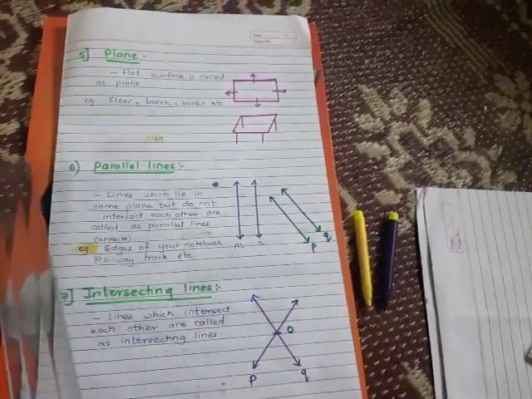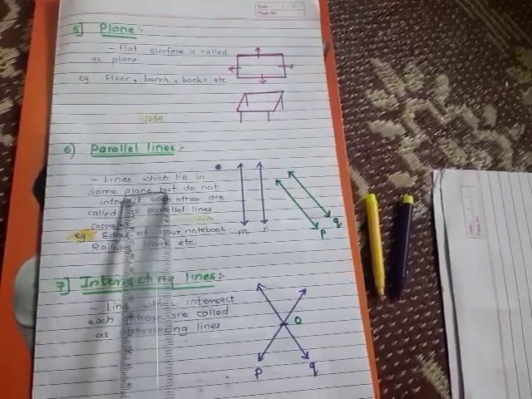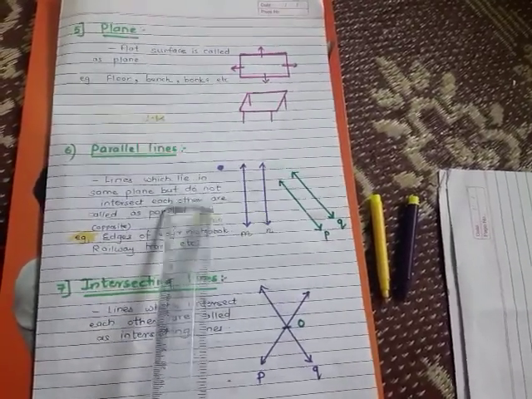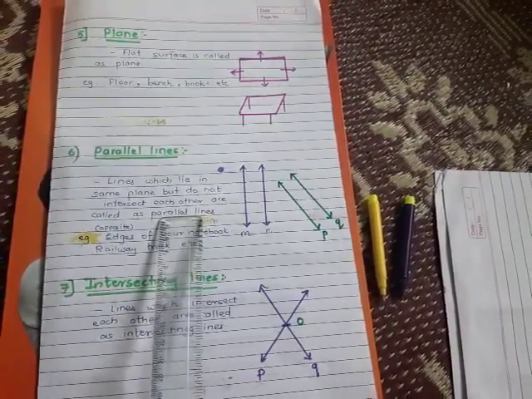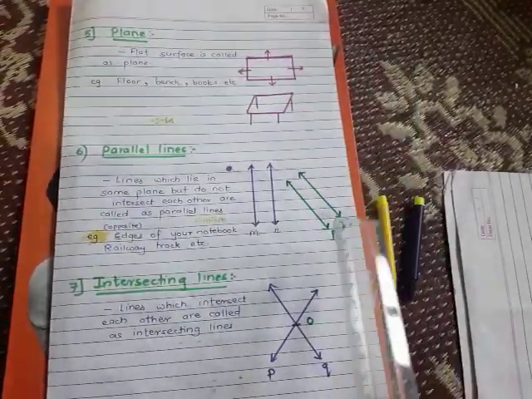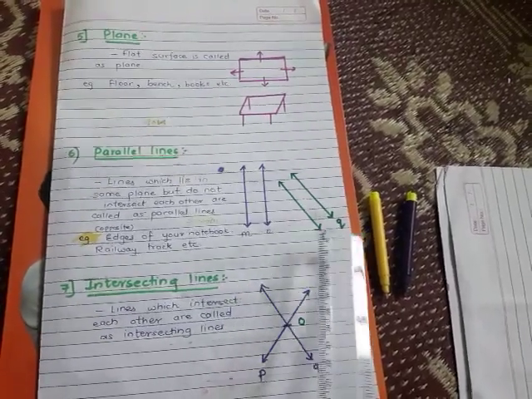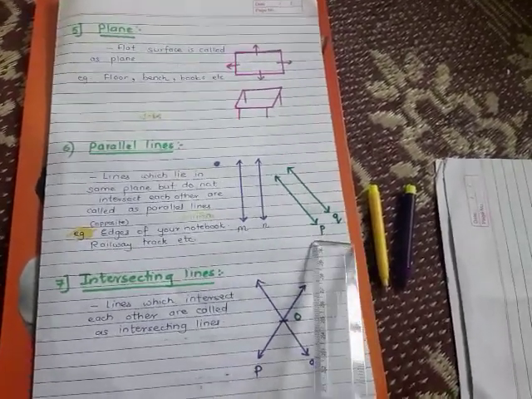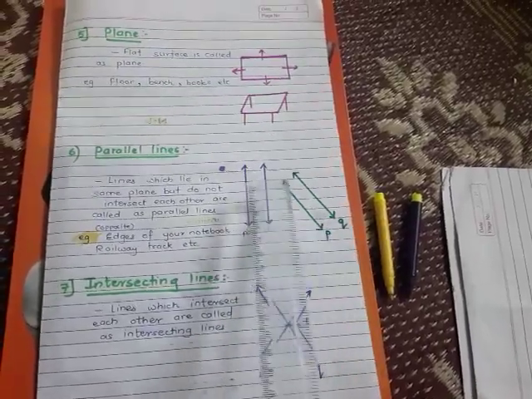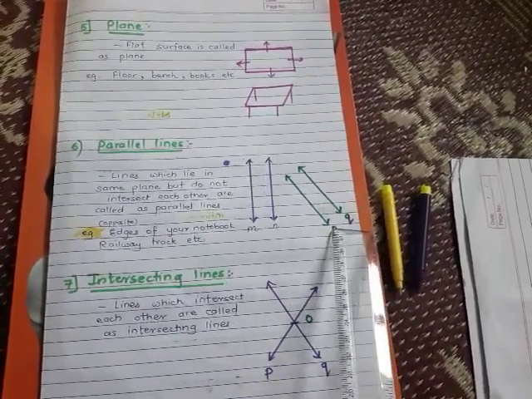So what are parallel lines? Parallel lines are lines which lie in the same plane but do not intersect each other. You can see over here M and N. They are going straight along with each other but they are not intersecting anywhere. So these are parallel lines. You can see line P and line Q. They are also going together but they are not intersecting each other, so these are called parallel lines.